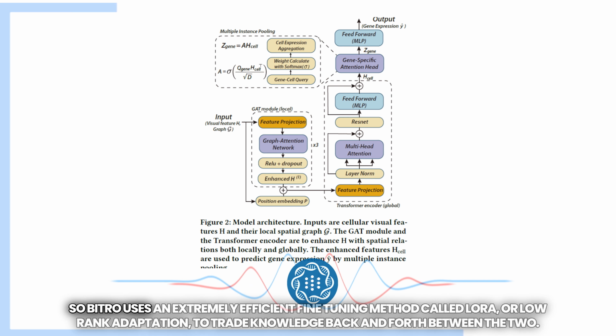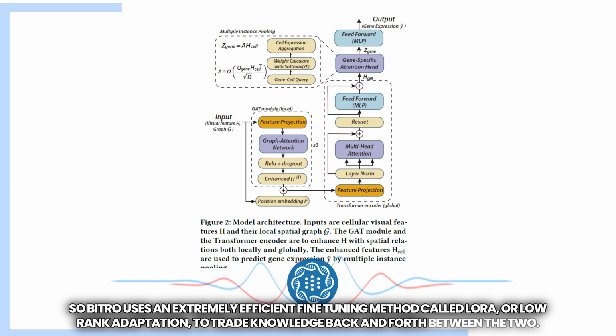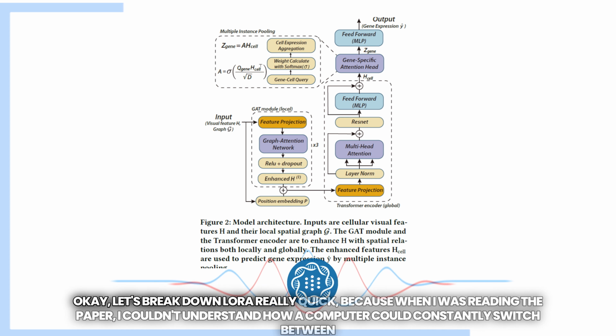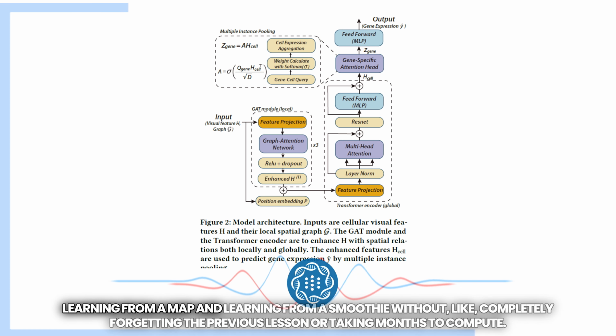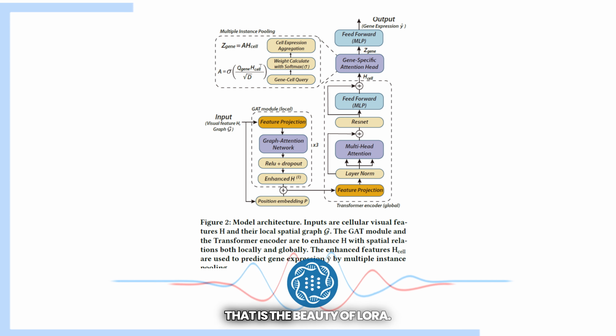So BiTro uses an extremely efficient fine-tuning method called LoRA, or low-rank adaptation, to trade knowledge back and forth between the two. Okay, let's break down LoRA really quick, because when I was reading the paper, I couldn't understand how a computer could constantly switch between learning from a map and learning from a smoothie without completely forgetting the previous lesson or taking months to compute. That is the beauty of LoRA.